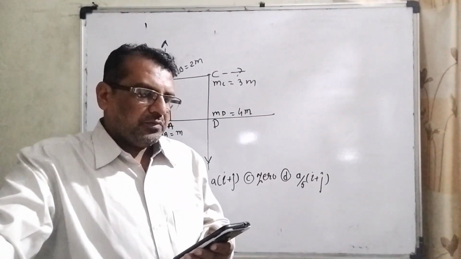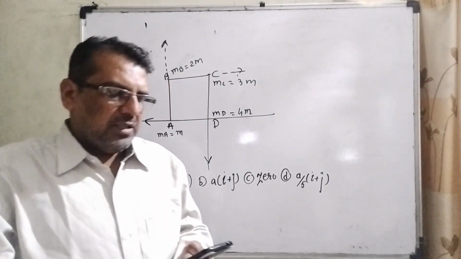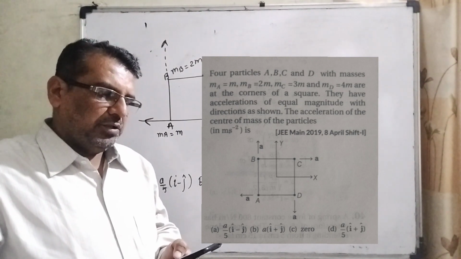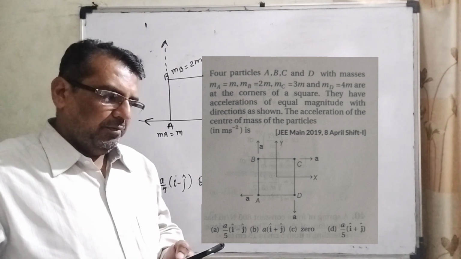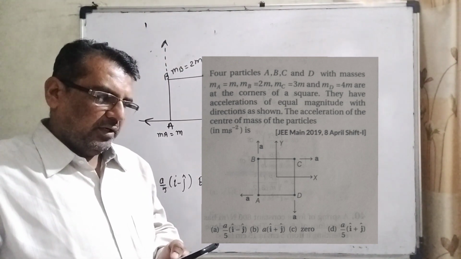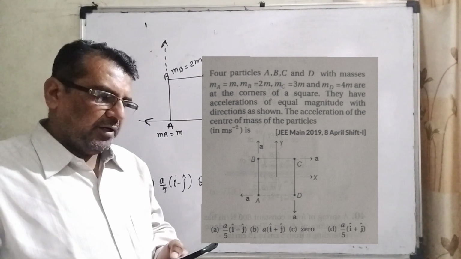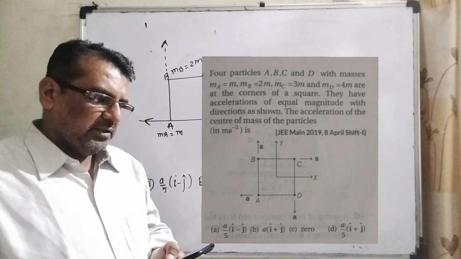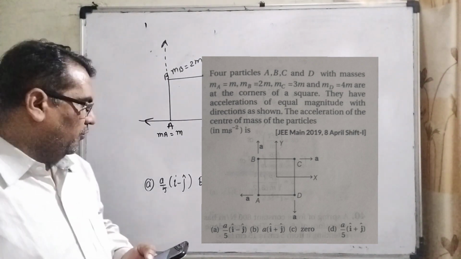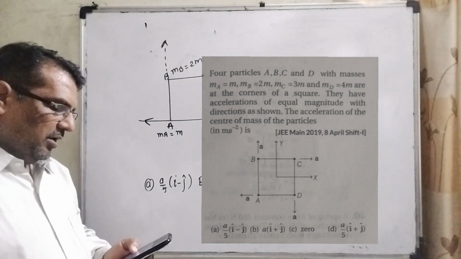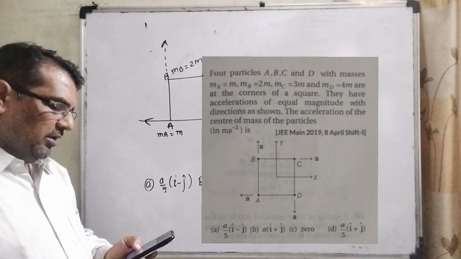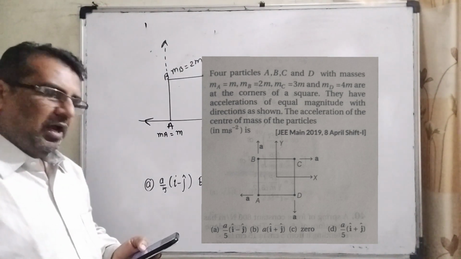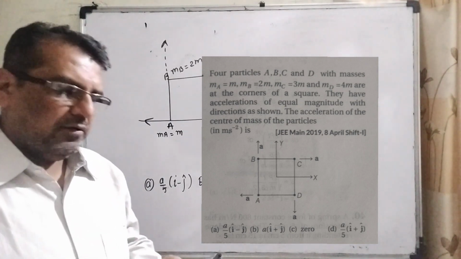Four particles A, B, C, D with masses Ma equal to m, Mb equal to 2m, Mc equal to 3m, and Md equal to 4m are at the corners of a square. They have accelerations of equal magnitudes with directions as shown. The acceleration of the center of mass of the particles: you have four options: a by 5 (i minus j), option B a (i plus j), option C 0, and option D a by 5 (i plus j). This question was asked in JEE Mains 2019.